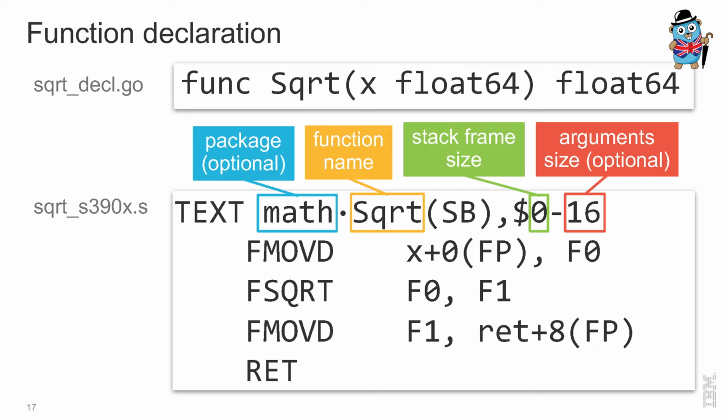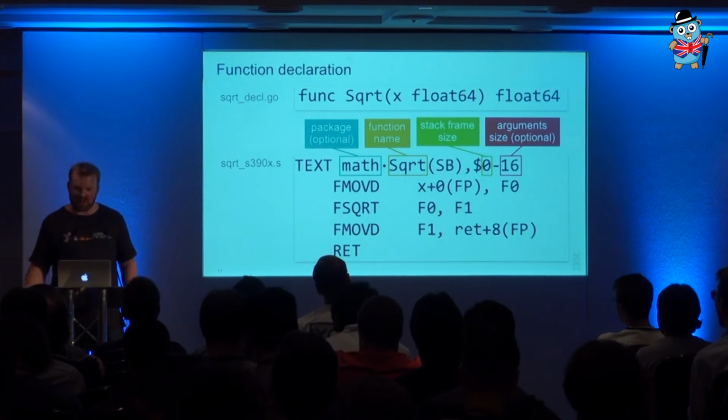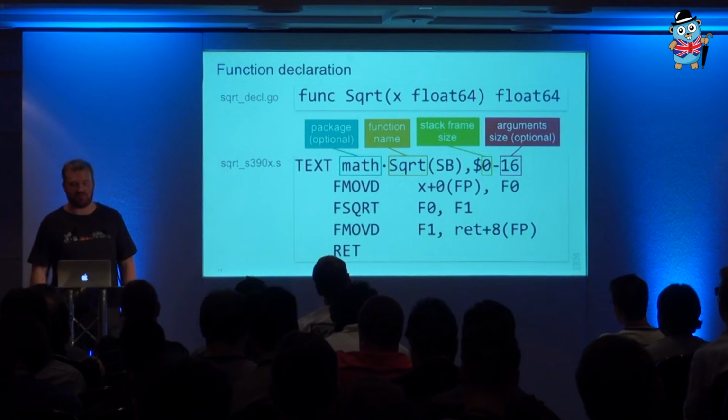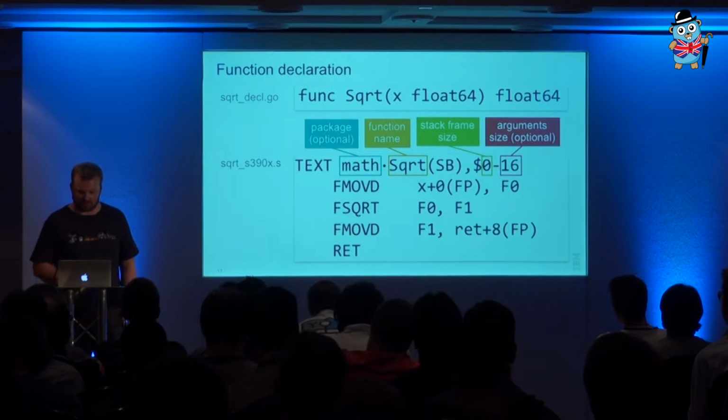Following that, you have these two numbers. You have the stack frame size, which basically says how many local variables do I need in bytes? What size of local variables do I need in bytes? And that's followed by an argument size, which is actually optional. But I suggest you put it in because go vet can actually check to see if your function prototype matches the assembly you've written, which is kind of useful. And here we have two double precision floating point numbers, so we actually have 16 bytes. I'll talk a bit more about that in a second.